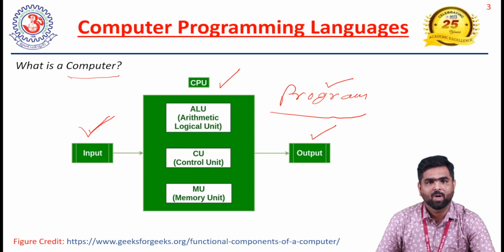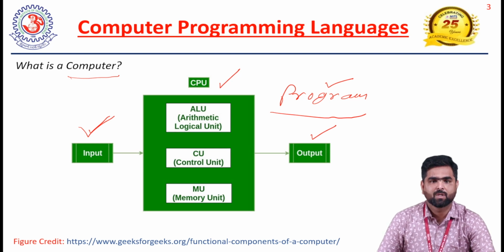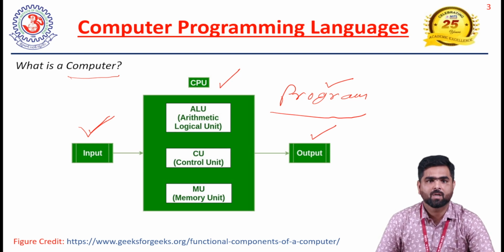These programs are very useful in order to communicate with the computer to accomplish the task. So now, the languages we use to write these programs are called computer programming languages. In other words, computer programming languages are used to communicate with the computer in order to complete a task.